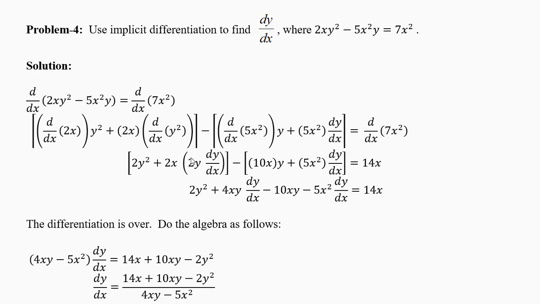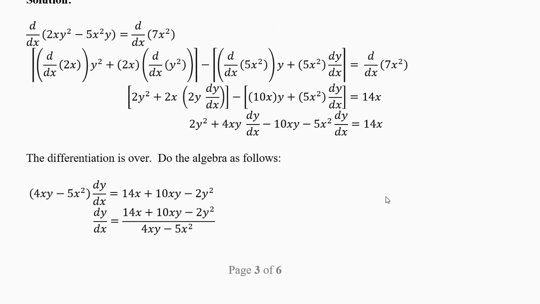Here it was 2y into dy by dx. 5x square is here. Derivative of 5x square is 10x. 10x into y is 10xy, which is here because of the minus. You have to copy the minus here, minus 10xy. 5x square into dy by dx. Remember the minus outside, minus 5x square dy by dx, and the 14x we have seen before.